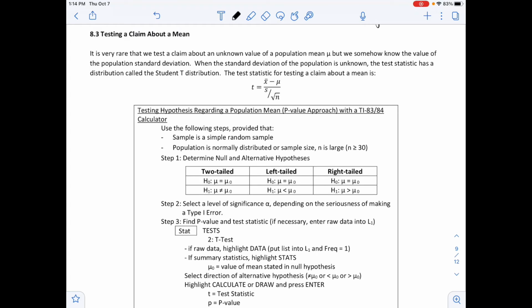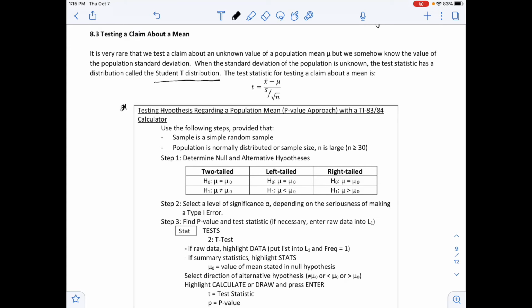We are in section 8.3, testing a claim about a mean. It is very rare that we test a claim about an unknown value of a population mean mu, but we somehow know the value of the population standard deviation. When the standard deviation of the population is unknown, the test statistic has a distribution called the student's t-distribution that we saw earlier. And the test statistic for testing a claim about the mean is going to be t equals, and it's our x-bar value minus our mean. And then remember that our standard deviation changed, and it's s divided by the square root of n.